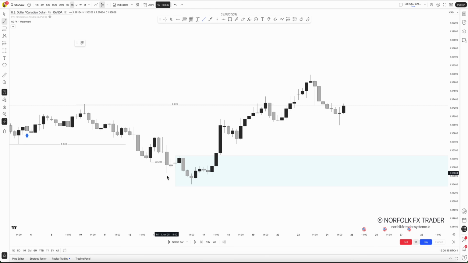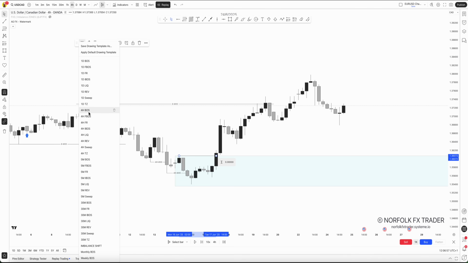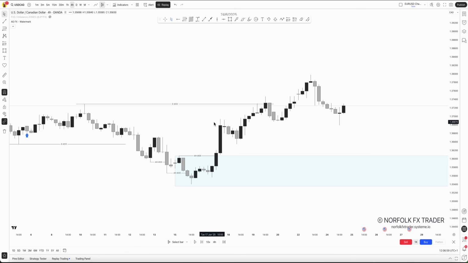So we have a break to the downside. We have a valid pullback. We have another break of structure to the downside. And this is all you're going to have to do with your structures. We get another break here to the upside, and the continuation is now bullish. Now from this point, this is where we continue up.